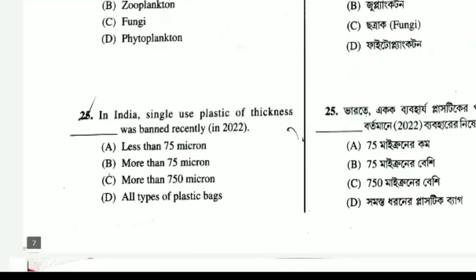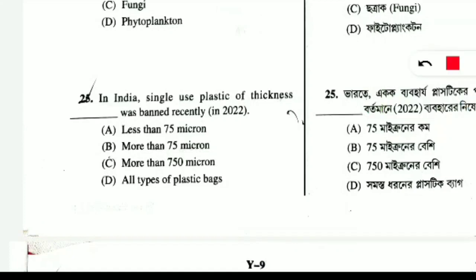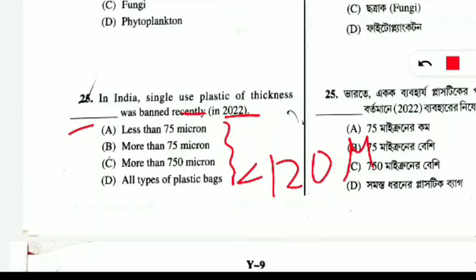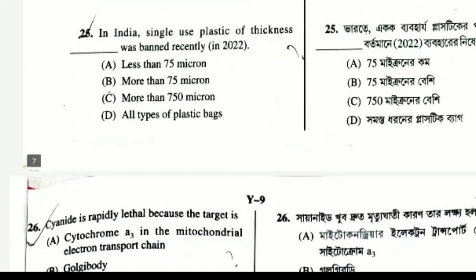Coming to the next question, question number 25. This question is a bit confusing. In India, single-use plastic of thickness dash was banned recently in 2022. To know this, you should know that the thickness should be less than 120 micrometer. So single-use polythene less than 120 micrometer was banned in 2022. Here none of the options give this. But if you are going for the previous year, 2021, it should be less than 75 micron. If it is asked for 2022, then it will be less than 120 micron. Let's move to the next question.